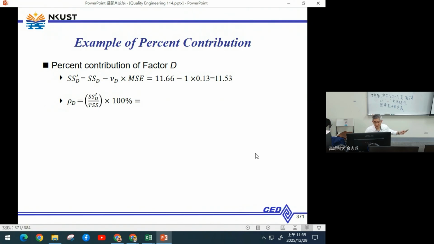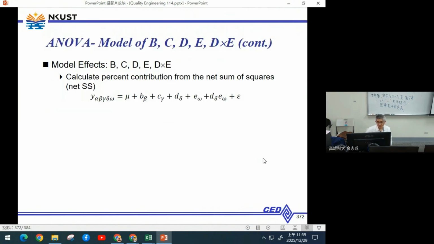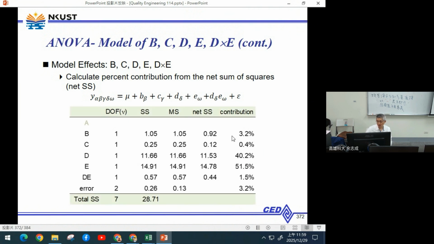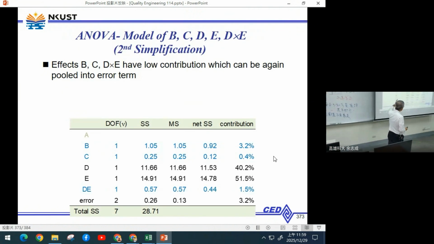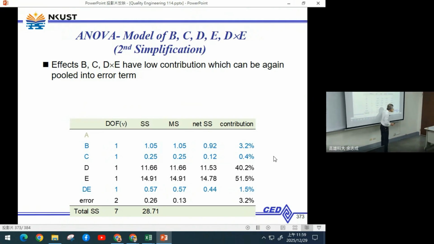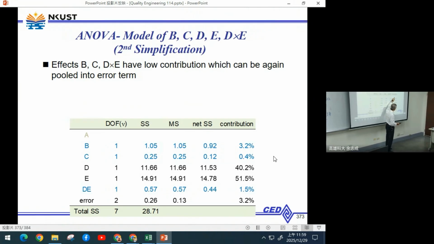Okay, this is how we calculate it. This is an example, we already did that, all right? This is the error percentage, 3.2%. Now, let's continue to simplify the model. Right now, the result is here. So here, we can look at our table. And you can see that the contribution of the error term is 3.2%. And you can see factor B, factor C, and also interaction DE, they have smaller contribution than the error term.